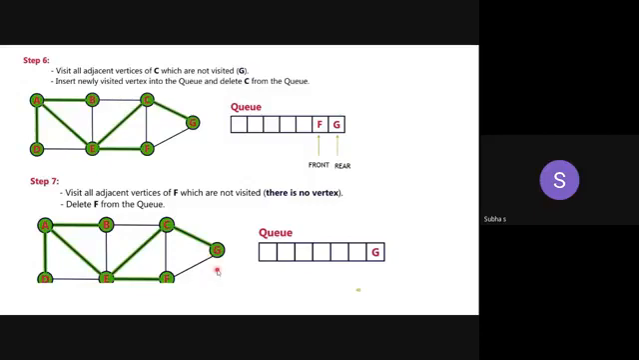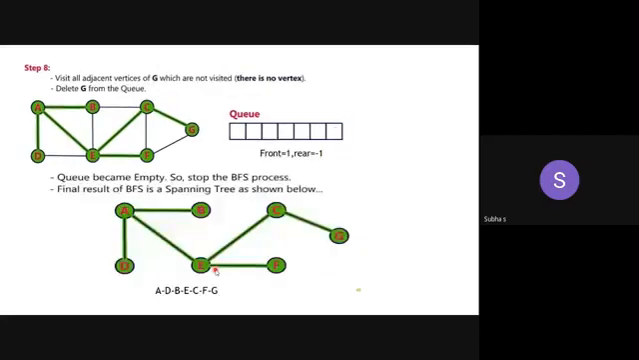Before DQing F, you have to find the adjacent nodes of F. What are the nodes adjacent to F? C, E and G. But all the three nodes are already visited. So just remove F. Now front and rear are pointing to the same element, G. Find the adjacent nodes of G. What are the nodes adjacent to G? C and F. They are already visited. So what do you have to do? DQ G from the Q. Now Q becomes empty. Once the Q becomes empty, it means that all the nodes are visited.